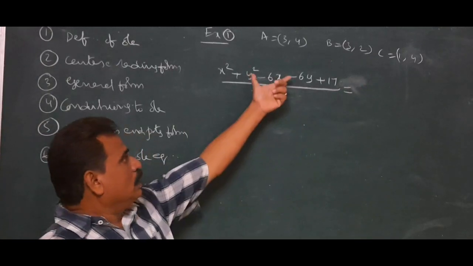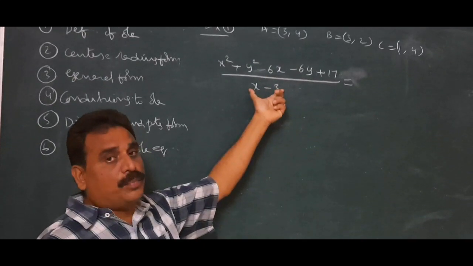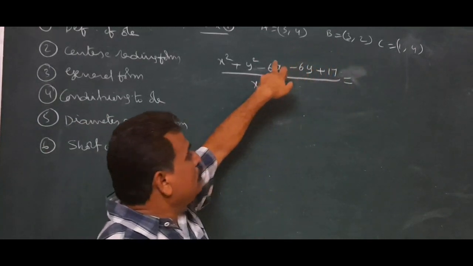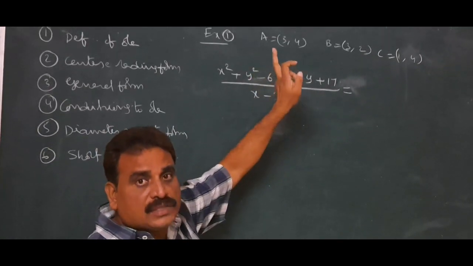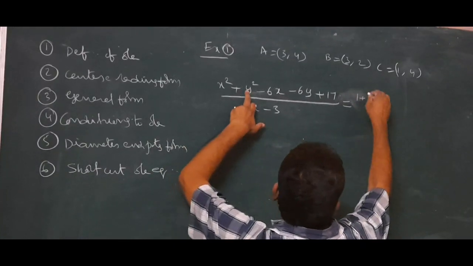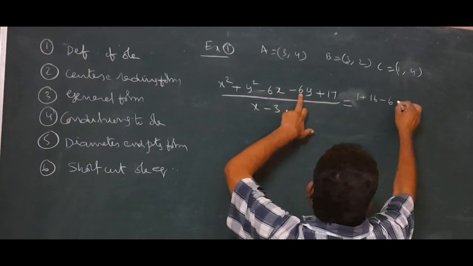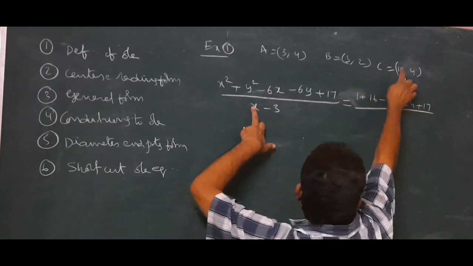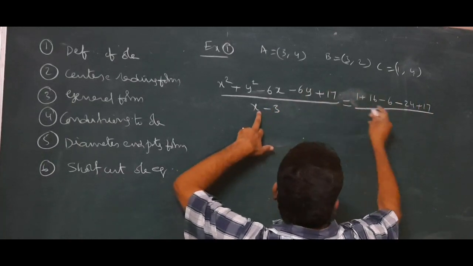Once again, this is the circle equation having diameter AB, and this is the line equation passing through the points AB. Now, substitute the point (1, 4) in this expression. You have to write x as 1 and y as 4. That equals 1 square, 4 square is 16, minus 6 into 1, minus 6 into 4 is 24, plus 17, divided by x minus 3. There is no y in the line, so we didn't use 4. 1 minus 3.